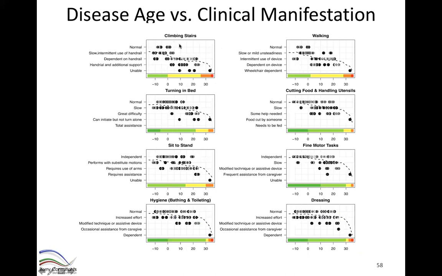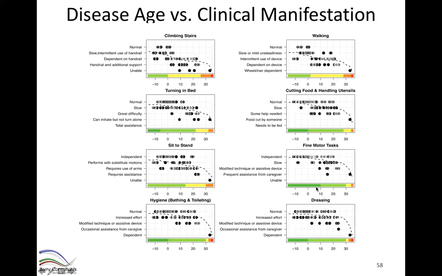So here, for instance, with climbing stairs, even at the beginning, these subjects tend to be slow, with intermittent use of the handrails when climbing stairs. They then, around disease age 0, become dependent on a handrail. About disease age 25, they need additional support, and by 35, they're unable to climb the stairs. Similar picture for walking: slower, mild unsteadiness until about disease age 0, where we know the knee flexion becomes about 50%, and then they intermittently need a device. At about disease age 30, they're dependent on a device, and then wheelchair dependent by about 35.